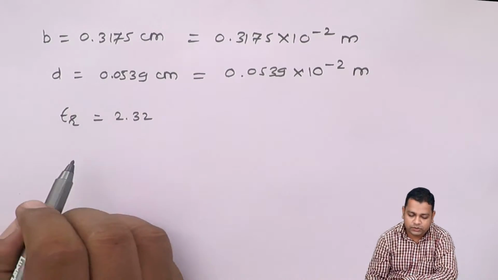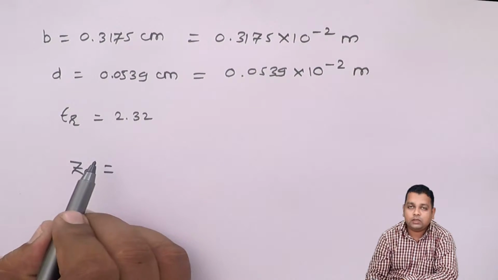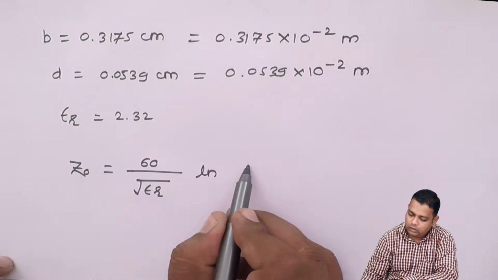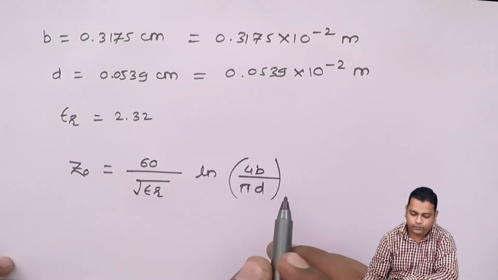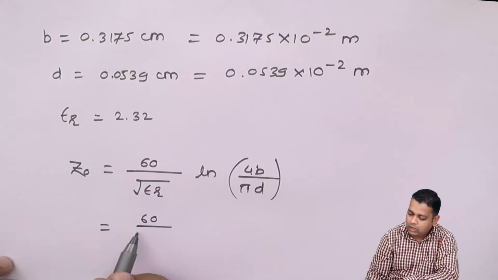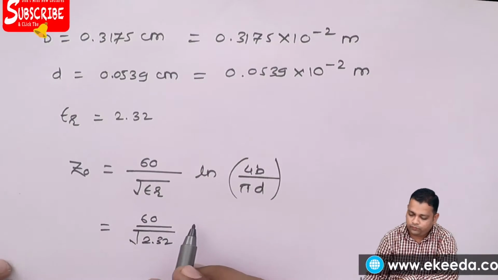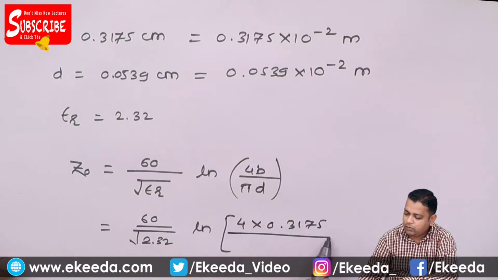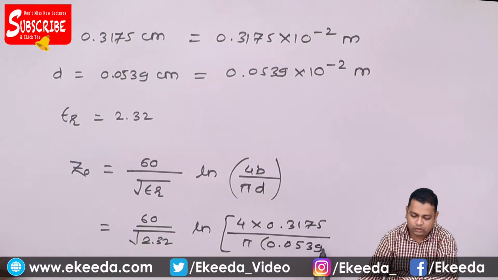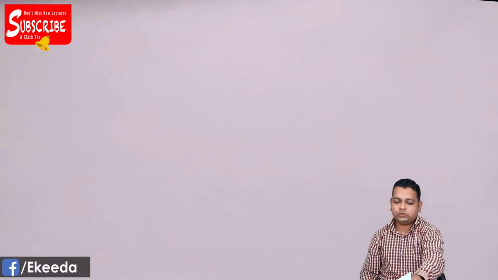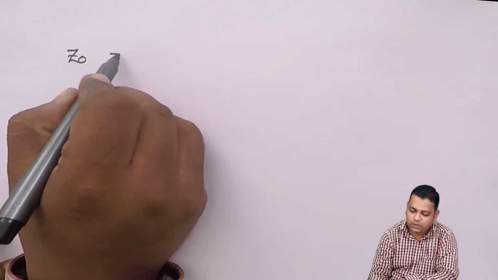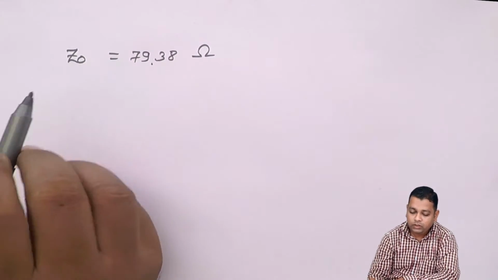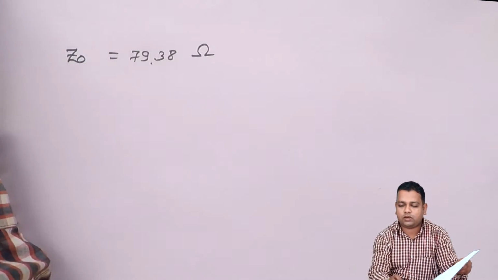As we require the characteristic impedance, the characteristic impedance formula can be denoted by Z0. It is given by 60 upon under root epsilon r, ln of 4b divided by pi d. So substituting the values here, this becomes 60 upon under root 2.32, ln of, here the numerator will be 4 into 0.3175 divided by pi into 0.0539. So we have substituted all the values to obtain Z0. So Z0, the characteristic impedance, we obtain with the value 79.38 ohms here.